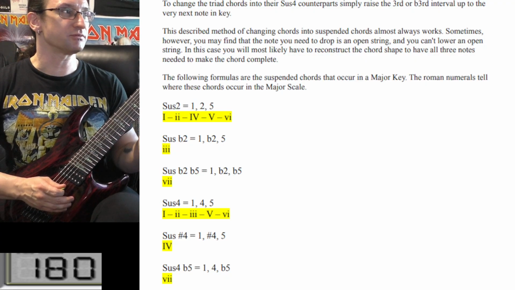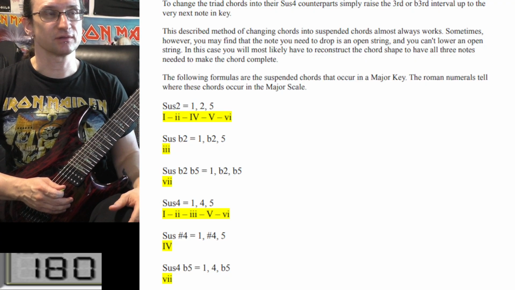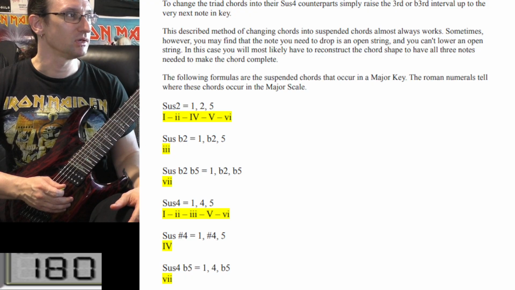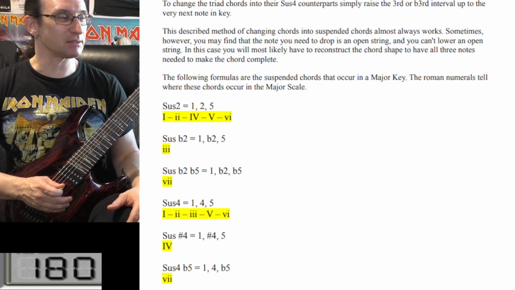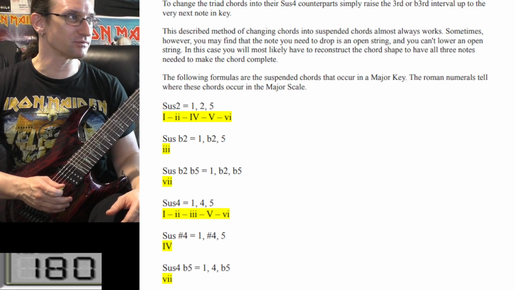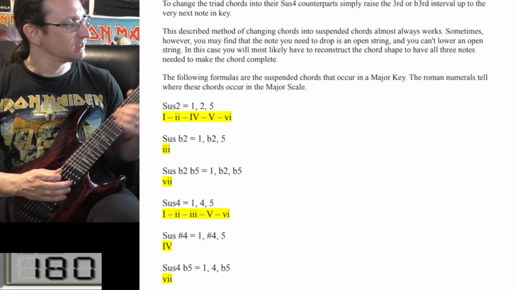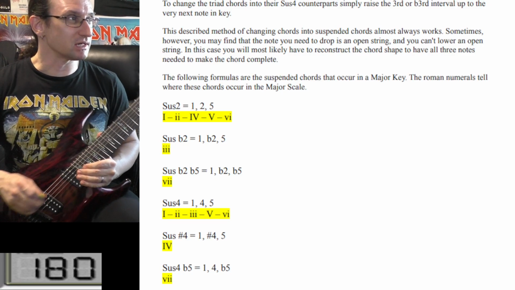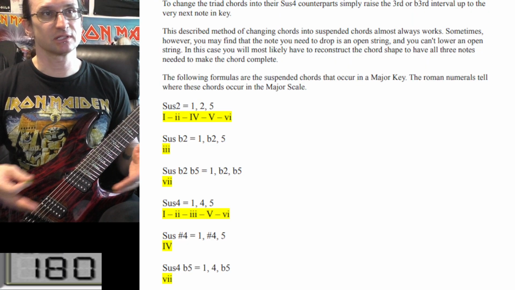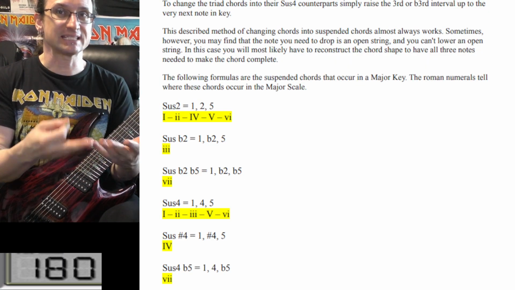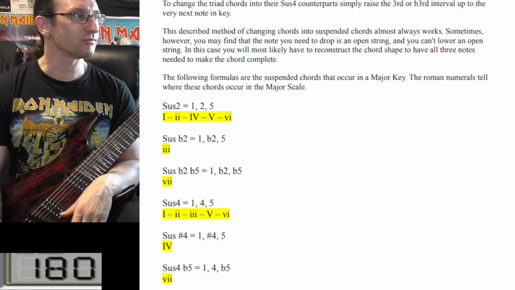And then suspended flat second. This is the one Beato said is a Phrygian suspended chord. I've never heard or seen it labeled like that except by him, so I don't know if that's a real thing or not, but this is how I was taught. So, suspended flat second. Phrygian, because you have a root, a flat second or minor second, and then the 5.